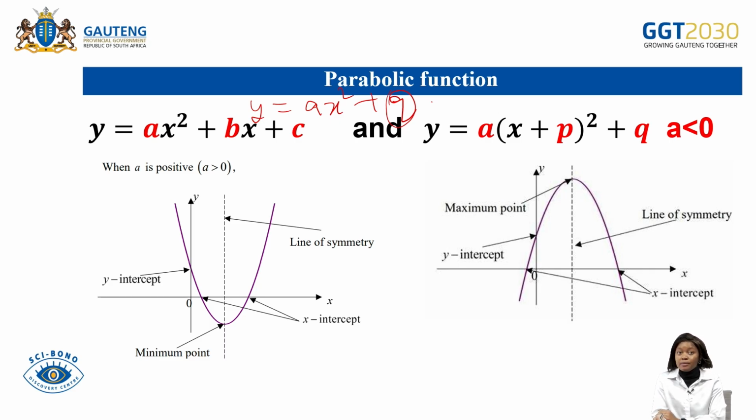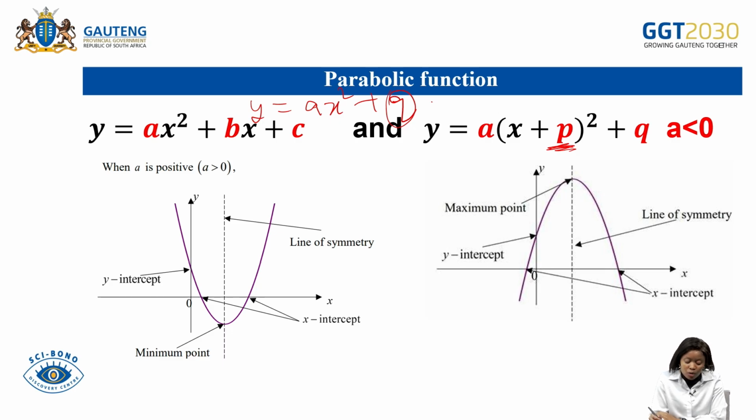That is grade 10. Okay, so this year we will be introducing y equals ax squared plus bx plus c, and also y equals a(x plus p) squared plus q, whereby now we are looking at the shift of the graph horizontally, whereby we are looking at that parameter p.